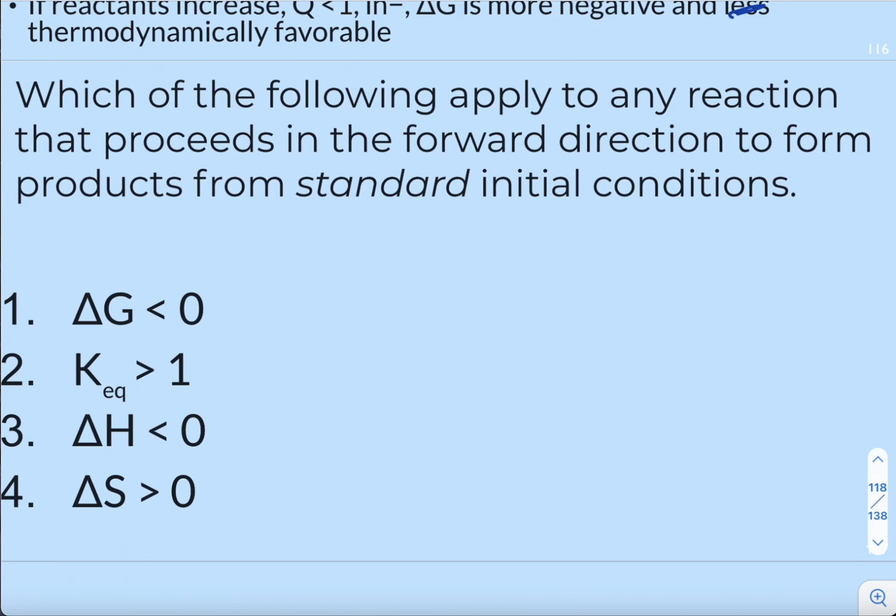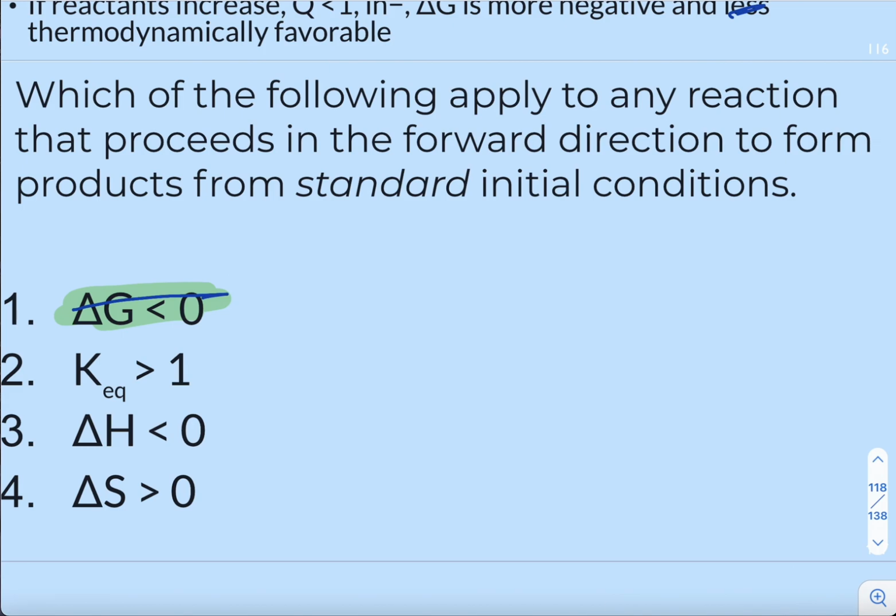Okay, so let's take a look at some questions here. Which of the following apply to any reaction that proceeds in a forward direction to form products from initial standard conditions? Okay. So this means that the reaction is thermodynamically favorable at standard conditions, so nothing about Nernst or anything. We know that delta G will always be negative if the reaction is favorable.